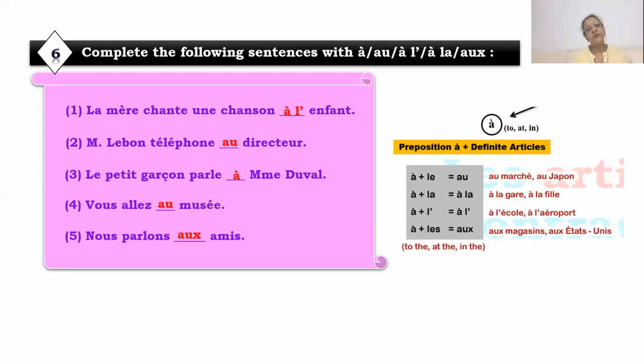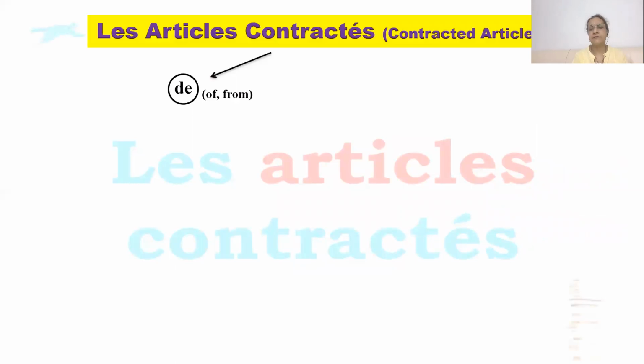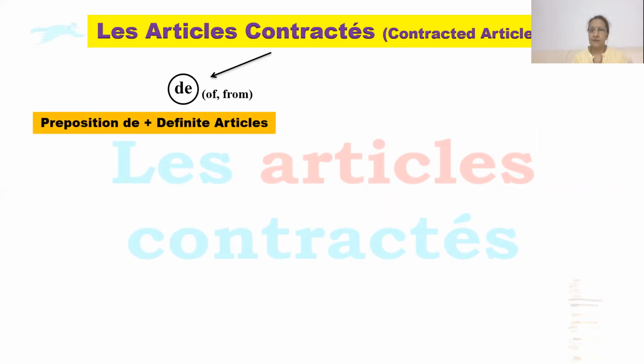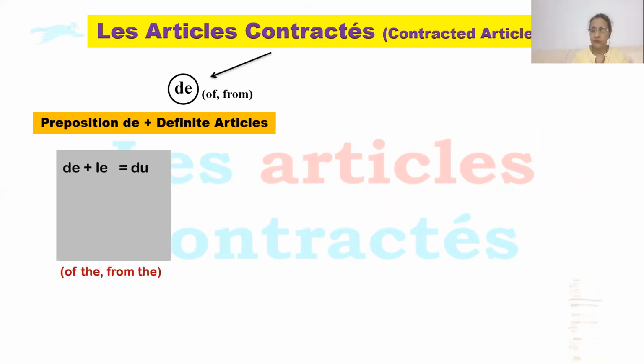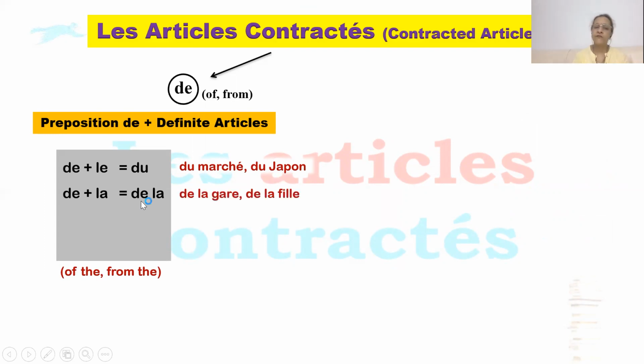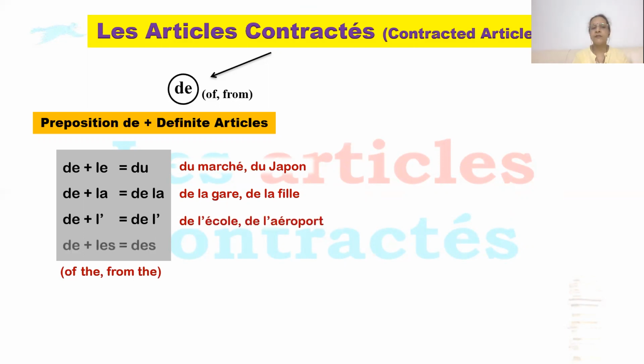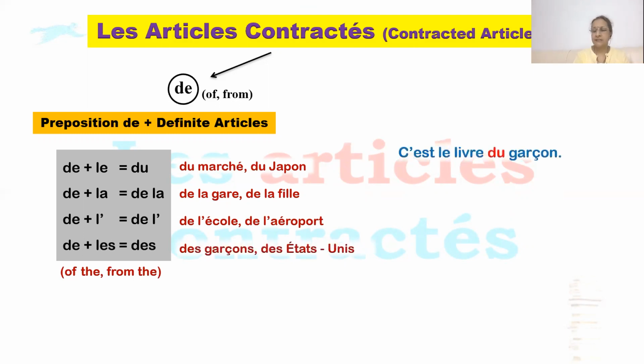Let's go ahead and do the same thing with the preposition de. Same rule, preposition de plus articles have to be again contracted. So if it is a masculine singular noun, de plus le becomes du, of the, from the. Du marché, from the market, from Japan. De plus la remains the same for feminine singular nouns, from the station, of the girl. De plus l' also remains the same, from the school, from the airport. And de plus les becomes des, of the boys, of the United States.